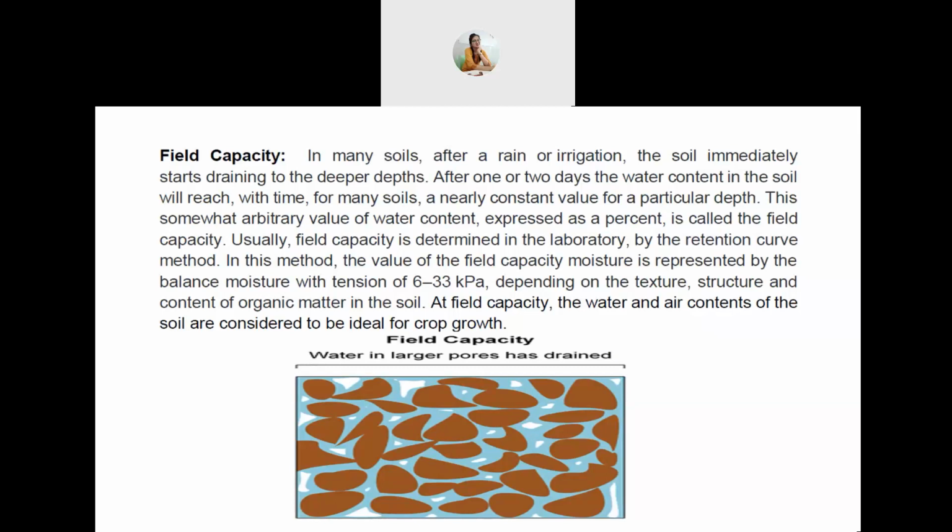Usually, field capacity is determined in the laboratory by the retention curve method. In this method, the value of the field capacity moisture is represented by the balanced moisture with a tension of 6 to 33 kilopascal, depending on the texture, structure, and content of organic matter in the soil. At field capacity, the water and air contents of the soil are considered to be ideal for crop growth.